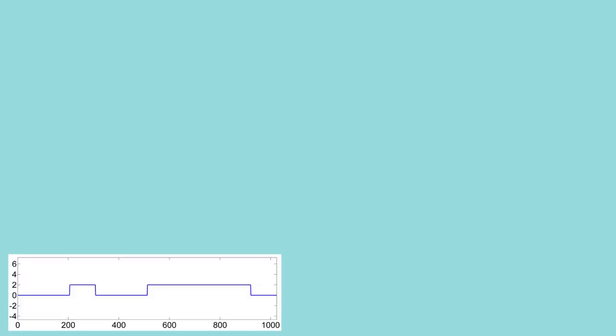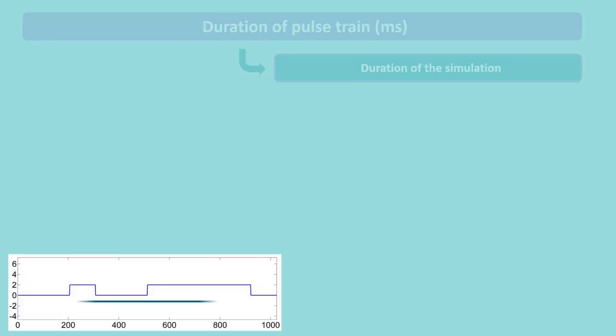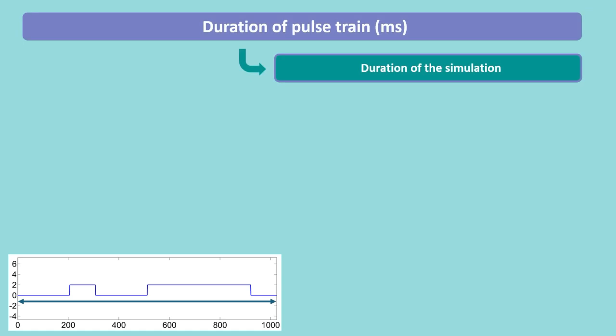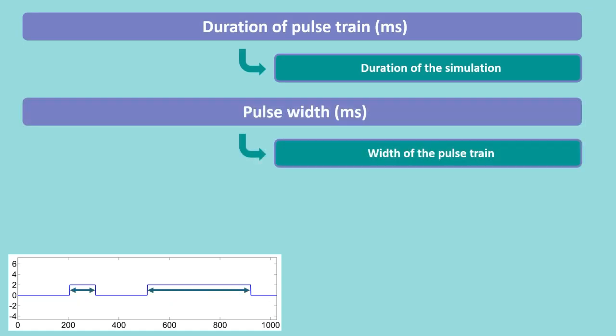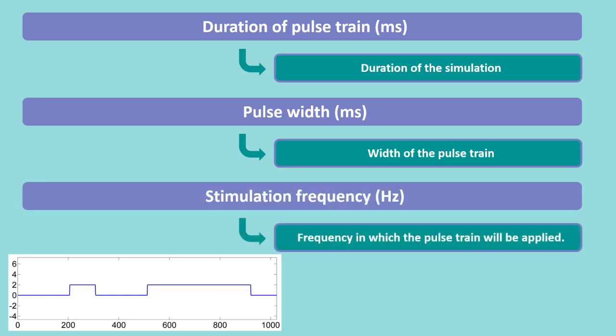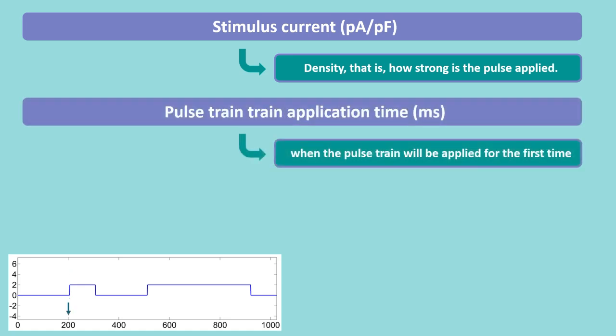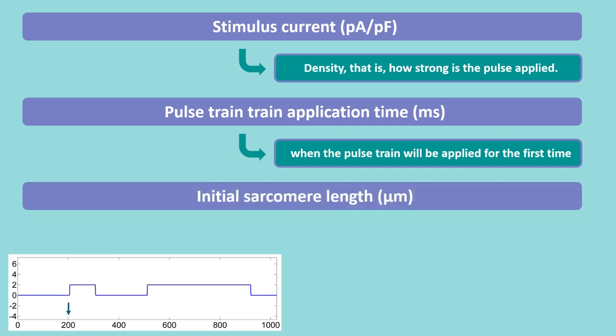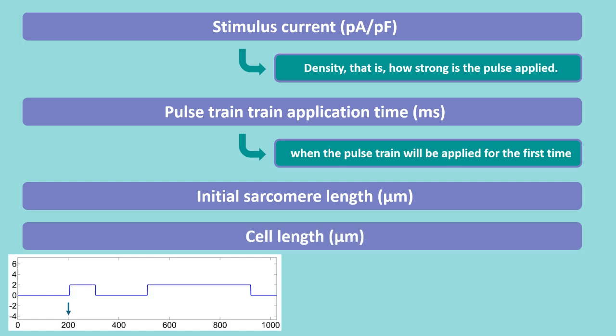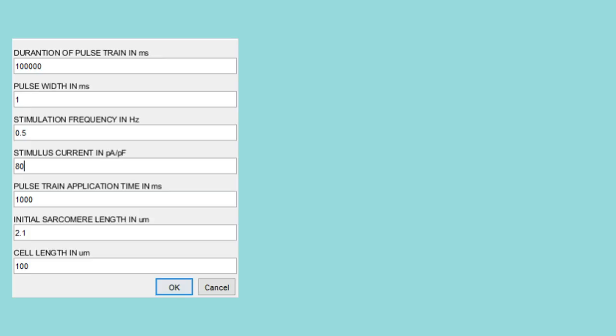The variables used for simulations are duration of pulse train, measured in milliseconds, which is the duration of the simulation; pulse train width in milliseconds, which is the width of each pulse train; stimulation frequency in hertz, which is the frequency of the application of pulses; stimulus current in picoampere per picofarad, which is the density, that is, how strong the pulse applied is; pulse train application time in milliseconds, that is the time when the first pulse train is applied; and finally, the initial sarcomere length and cell length, both measured in micrometers. The settings used are shown on the screen.